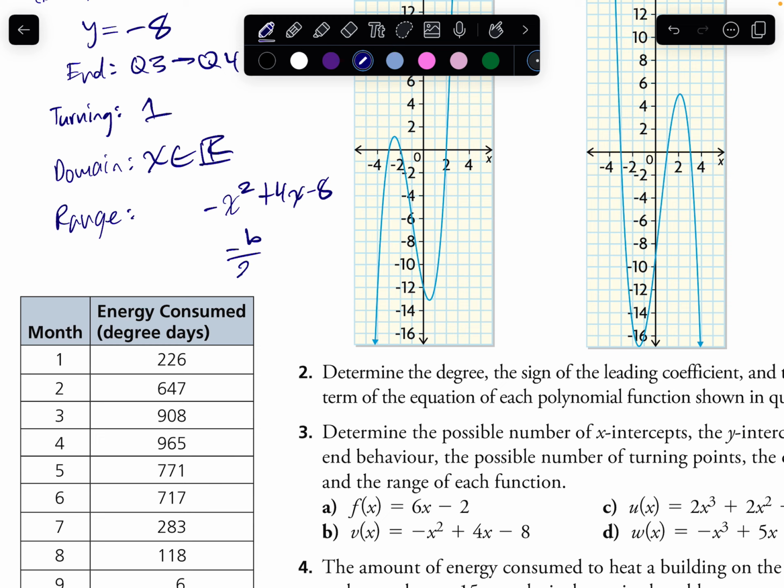So negative b on 2a is going to be the midpoint, with b being this number, so same as the quadratic formula, and a being this number. So negative 4 on 2 times negative 1 equals 2, because negative 4 and negative 2. So at x equals 2, our y is going to be at the turning point, and that's going to be our maximum value of y.